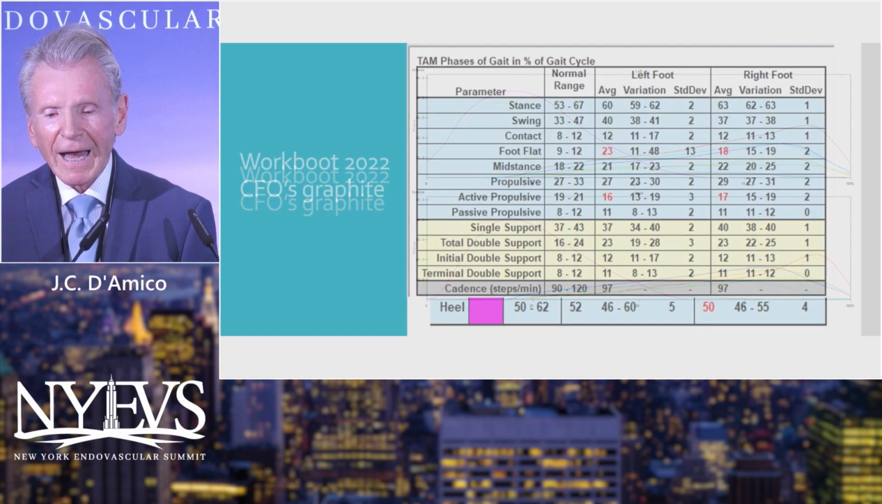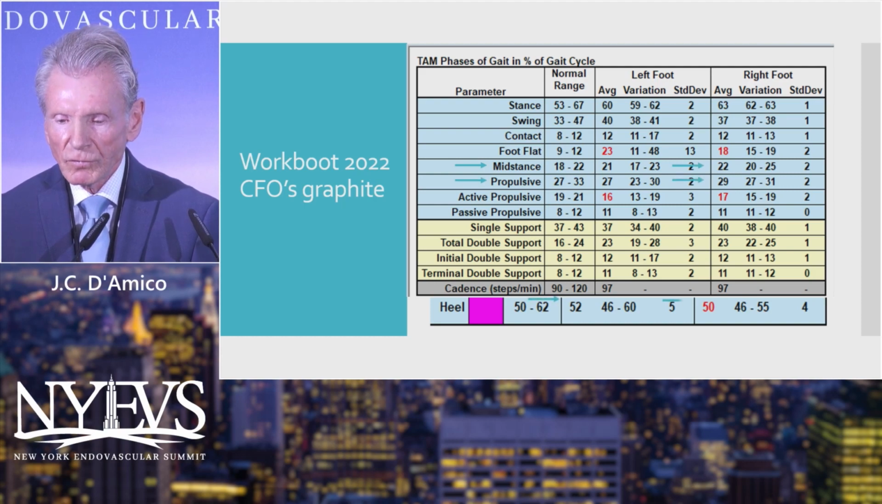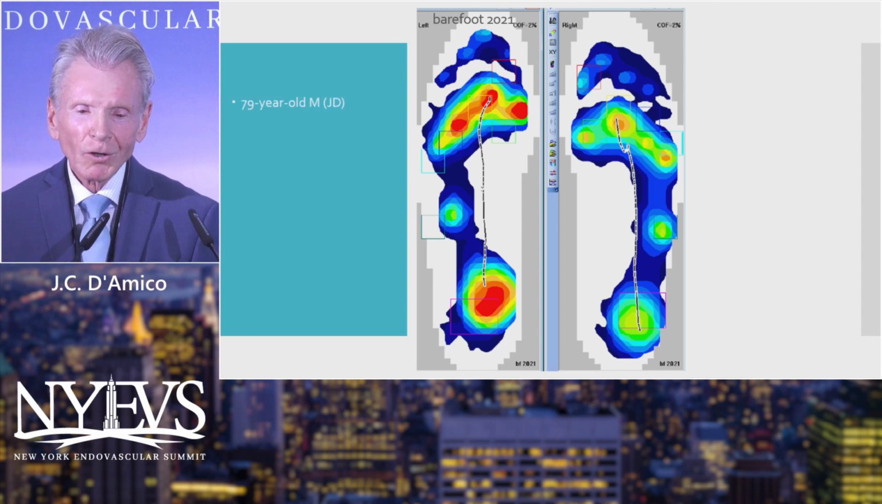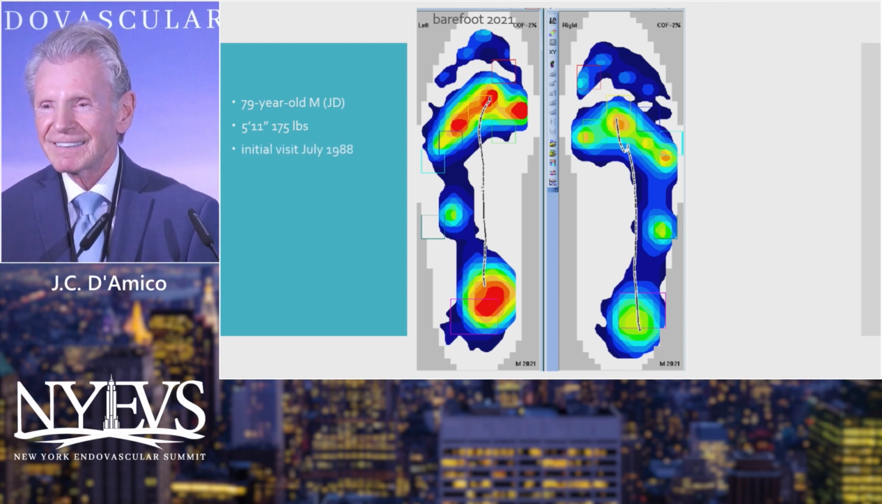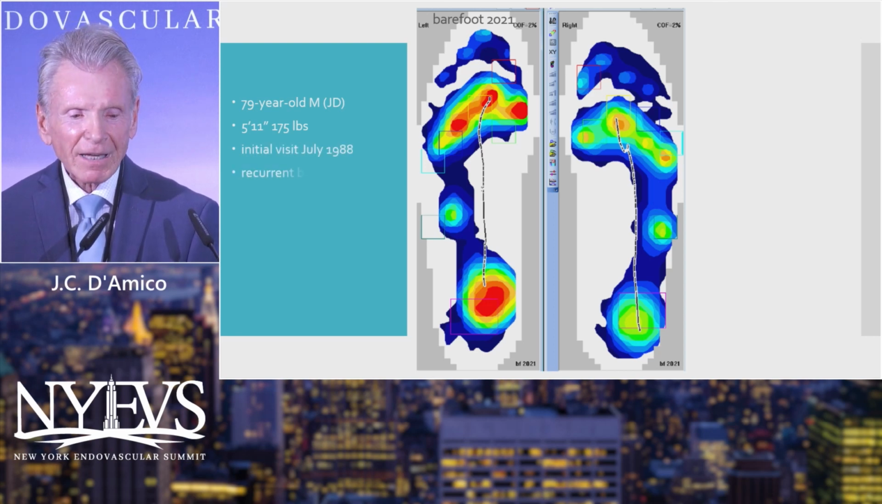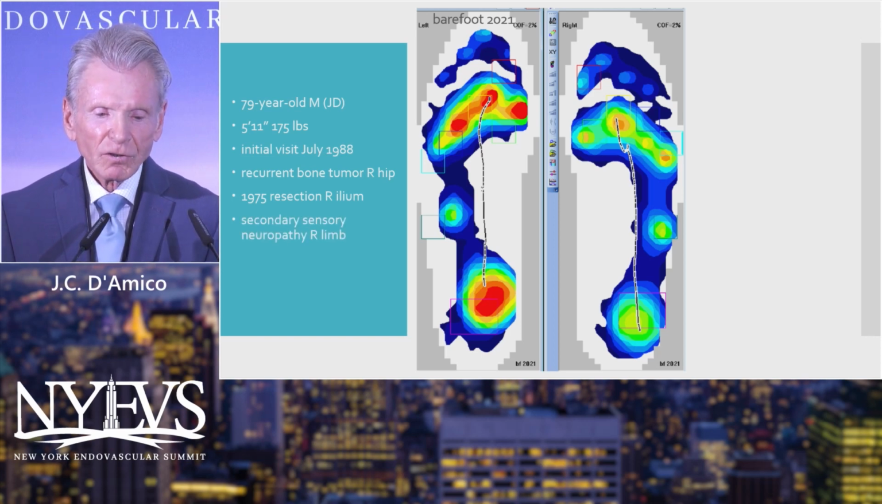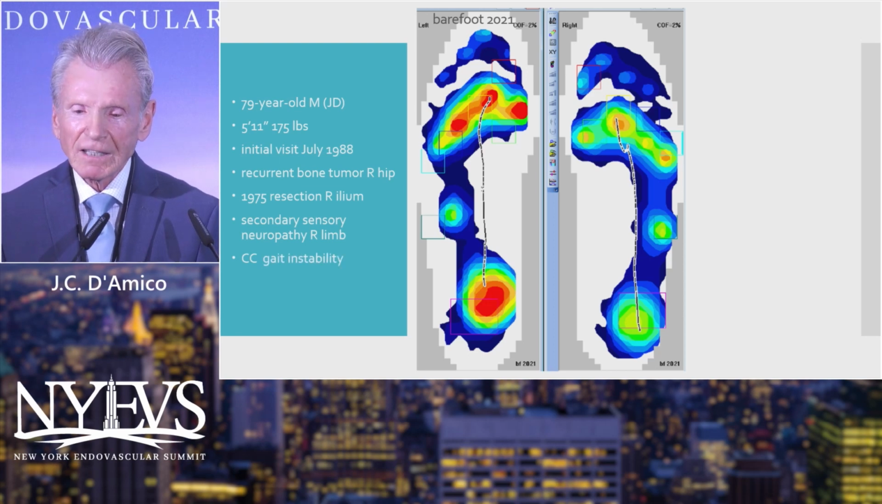So now I have the last one I want to show you. This is his work boot numbers. See, you can document your improvement or not. He's a 79-year-old guy, 5'11", 175. I saw him since 1988, and he has a recurrent bone tumor of the right hip. 1975 resected the right ilium. He had a secondary sensory neuropathy of the right limb, and his main problem was gait instability.